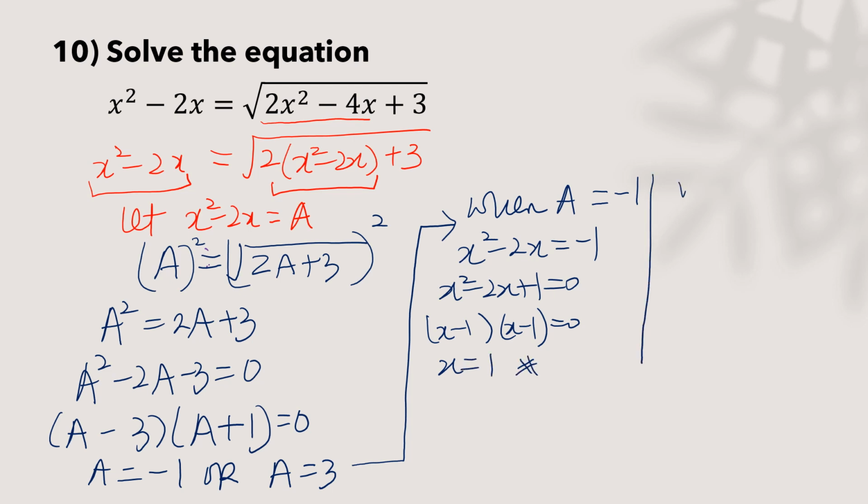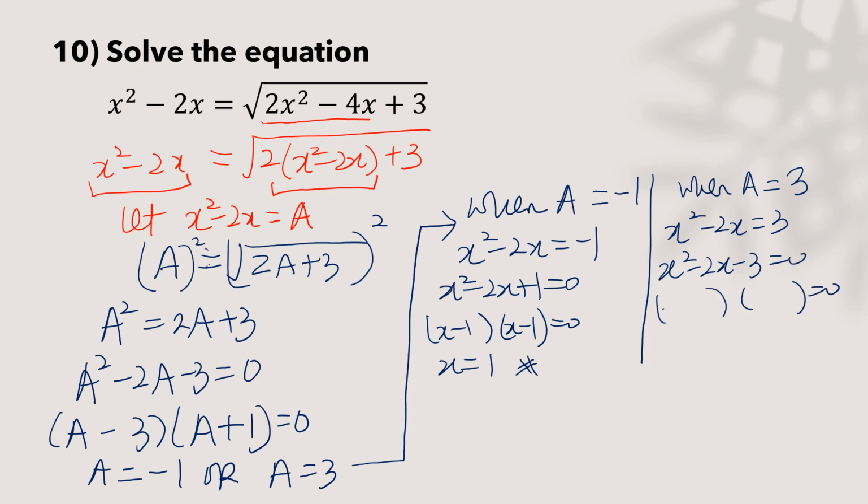And then when a equals 3, you will have x squared minus 2x equals 3, x squared minus 2x minus 3 equals 0. Factorize it. You have x equals 3 or x equals -1.